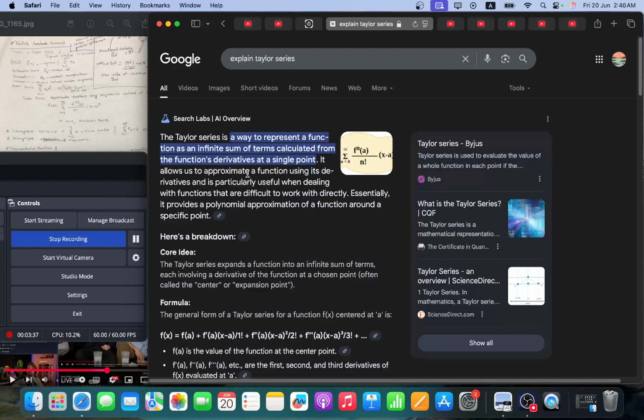It allows us to approximate a function using its derivatives, and is particularly useful when dealing with functions that are difficult to work with. Those difficult functions are probably the transcendental functions, and I will showcase how I got to know about them. These transcendental functions are difficult to derive, so the Taylor series essentially provides a polynomial approximation of a function around a specific point.